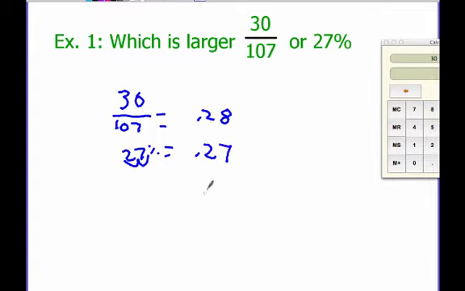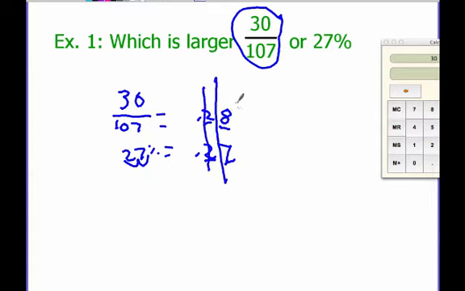So if I want to compare them, I just look at them going through the decimal places. Their tenths place on both of them is 2, so that doesn't really tell us anything. So we just go over to the next decimal place. Here I've got 8 and here I've got 7. Well, 8 is bigger than 7, so 0.28 is bigger than 0.27. So my answer is simply 30 over 107. All I'm doing is comparing the different decimal places. If 2 match up, then I just cross those out and I go to the next. Here we see 8 is bigger, so this is the bigger number.